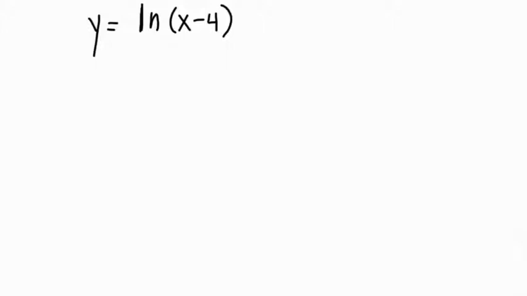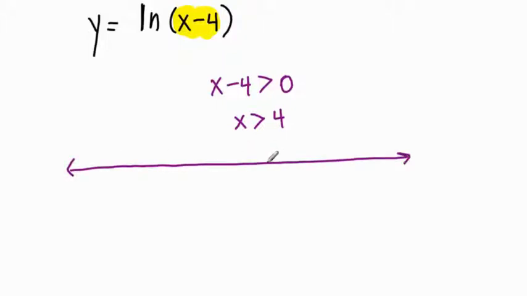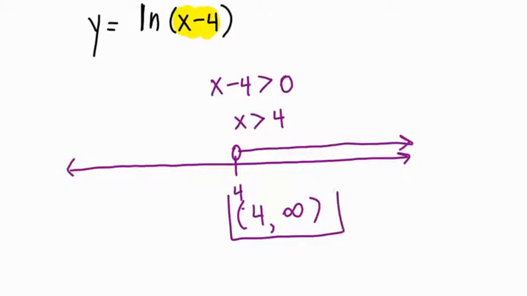So here's a function, y equals natural log of x minus 4. What we're going to do is look at this argument and make sure that it stays greater than 0. So I'm going to take x minus 4 and create an inequality. x minus 4 is greater than 0. I solve that inequality and I get x is greater than 4. On a number line, x is greater than 4 would look like this. Therefore, we'd have 4 to infinity as our domain.